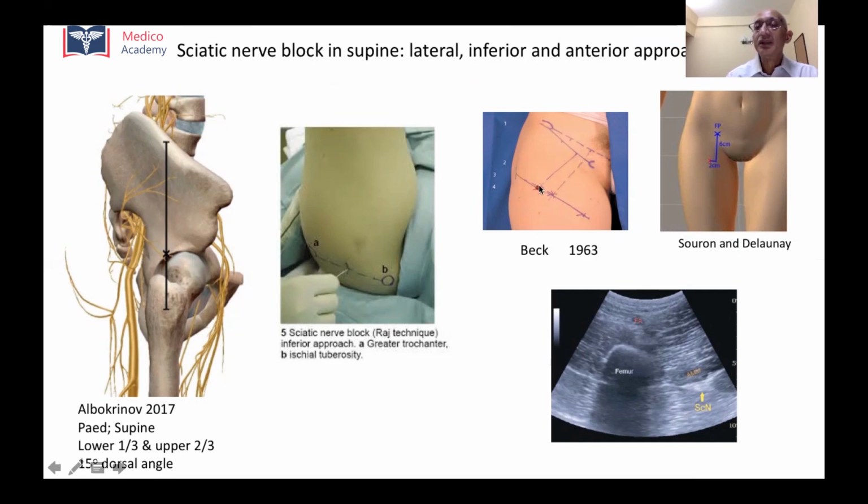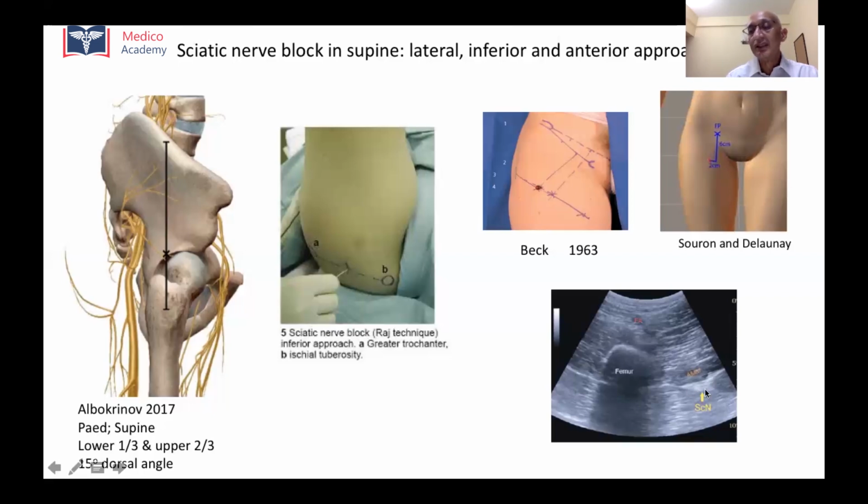But the problem with this approach was that the needle ended up hitting the femur more often than not, so Soron and Delaunay described yet another approach in which from the femoral pulse, 6 centimeters caudal and 2 centimeters lateral is the needle insertion, and it goes straight in to hit this sciatic nerve.